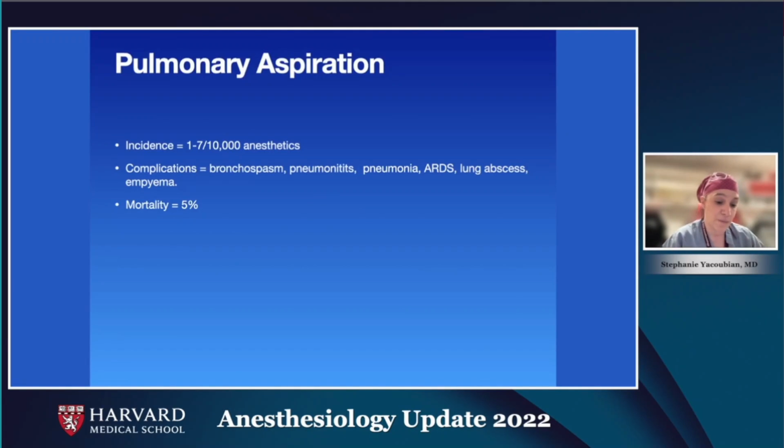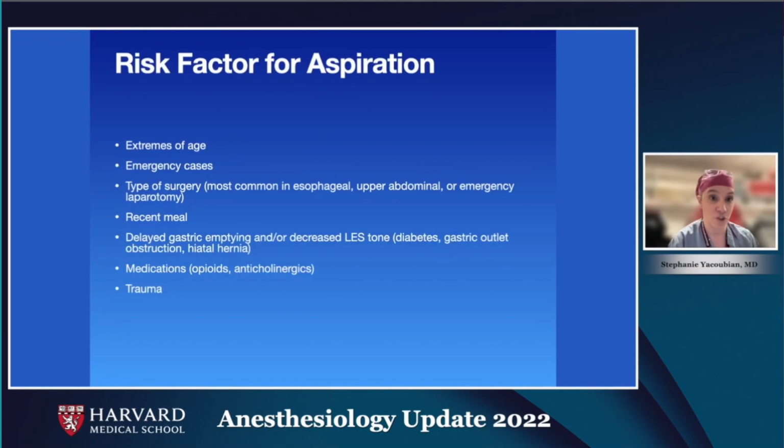If you ever have an aspiration event, first of all, you have to be aware of the patients who are at risk of aspiration and perform proper induction on these patients. And if the aspiration does happen, you want to intubate the trachea and start suctioning the secretions as fast as you can, because complications that can arise from aspiration are things like bronchospasm, pneumonitis, pneumonia, ARDS, lung abscesses, empyema, and the mortality can be very high, up to 5%, even more in a lot of these very frail patients.